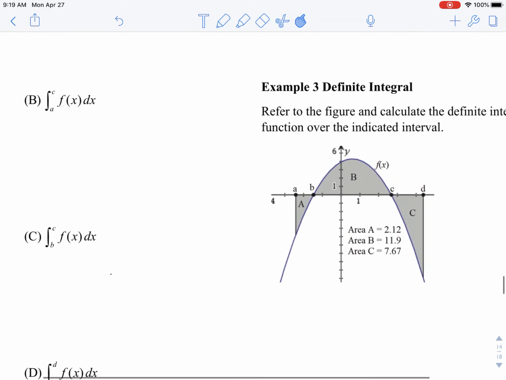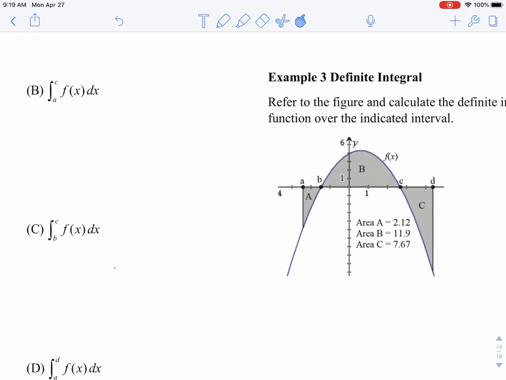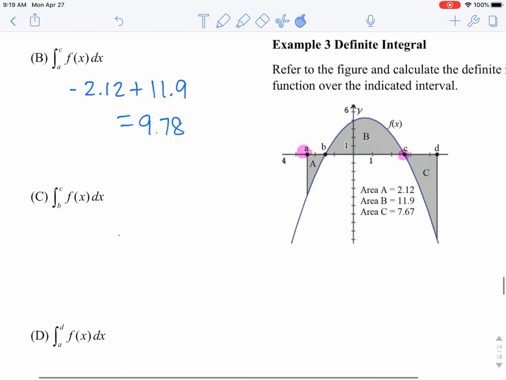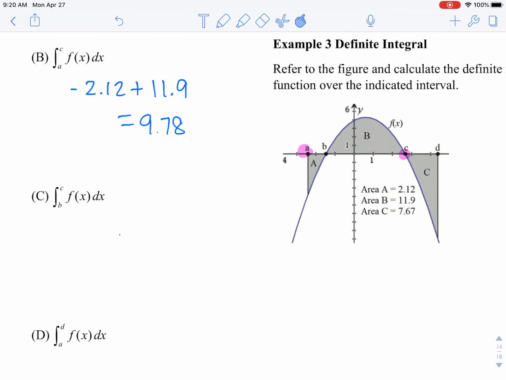I just copied the example again over here since it's on the second page. From A to C: if I look at A and where C is, that's going to be the area of A plus the area of B. The area of A is negative 2.12, and the area of B is 11.9. I add those together, and I get 9.78. From B to C is just area B, which is 11.9.